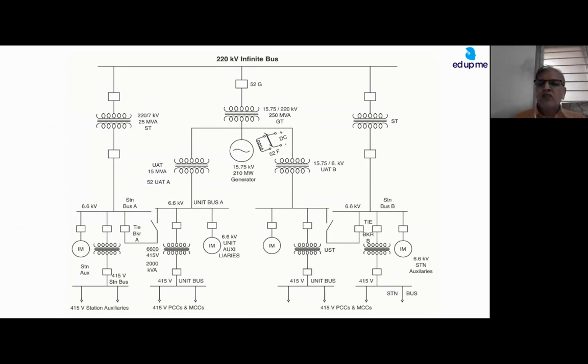But this generator does not run of itself. You have to run the generator from outside, externally. In a thermal power plant, we are running it by a steam turbine. Steam turbo alternators are two pole machines running at 3000 RPM. For running this steam turbine, you need steam, and for generating steam, you need a boiler.